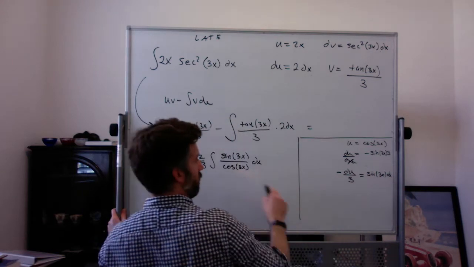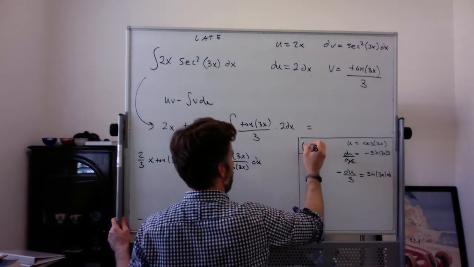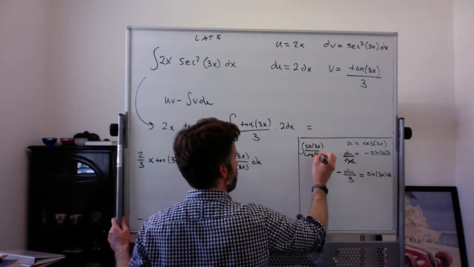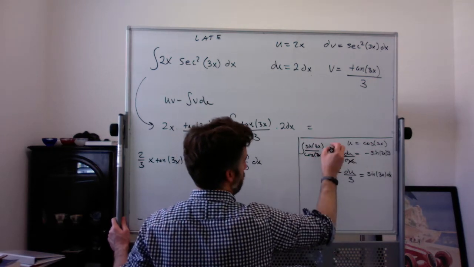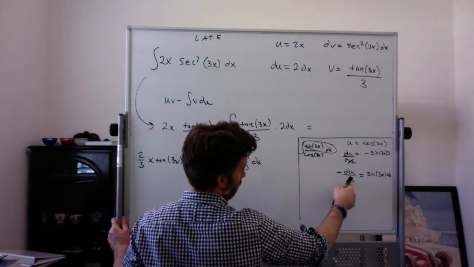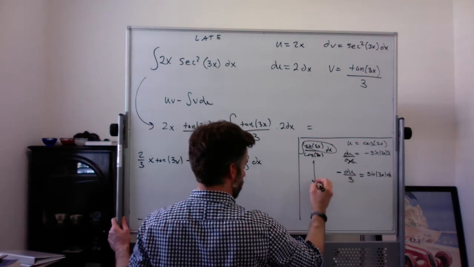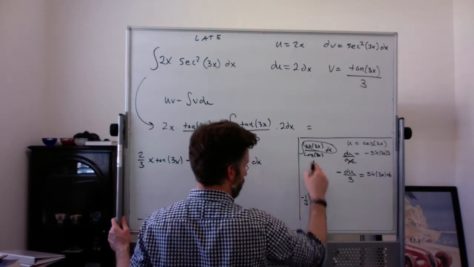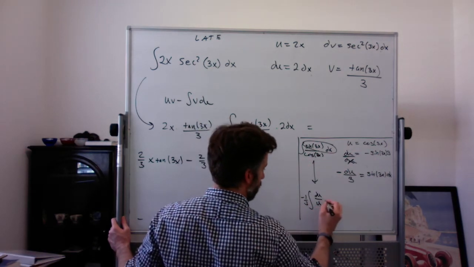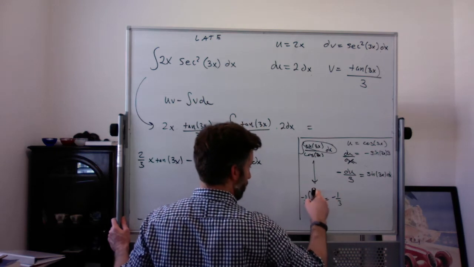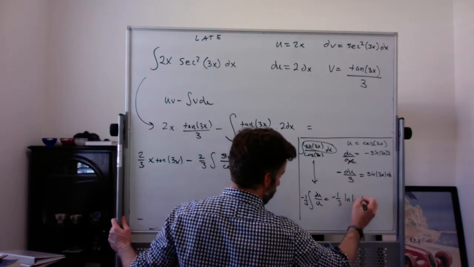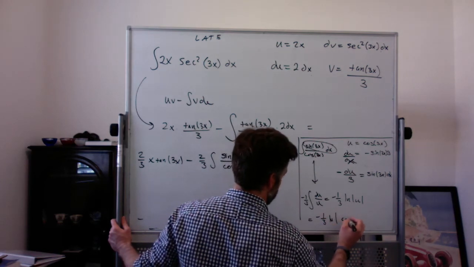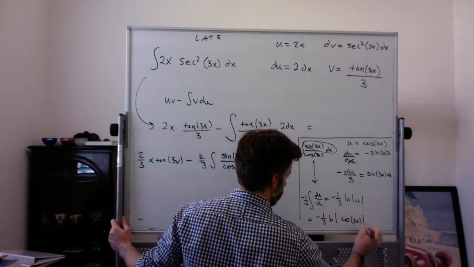So rewriting this integral, right? The integral of sine of 3x over cosine of 3x dx. This sine of 3x dx becomes the negative du over 3. So this becomes the integral of negative 1/3 du over cosine 3x, which is just u. So it's negative 1/3. The integral of du over u is the natural log of the absolute value of u, which is negative 1/3 natural log of the absolute value of cosine 3x.